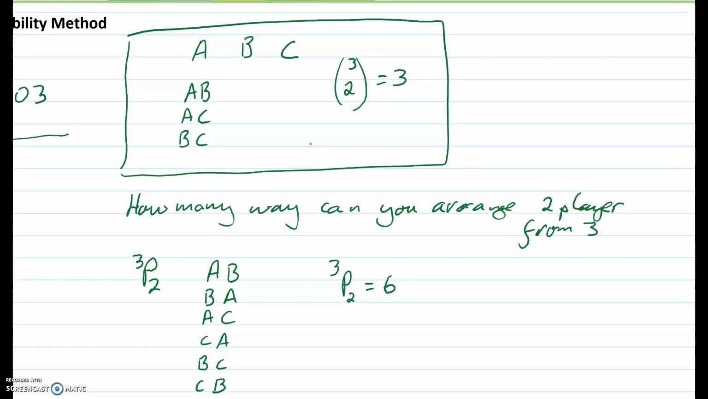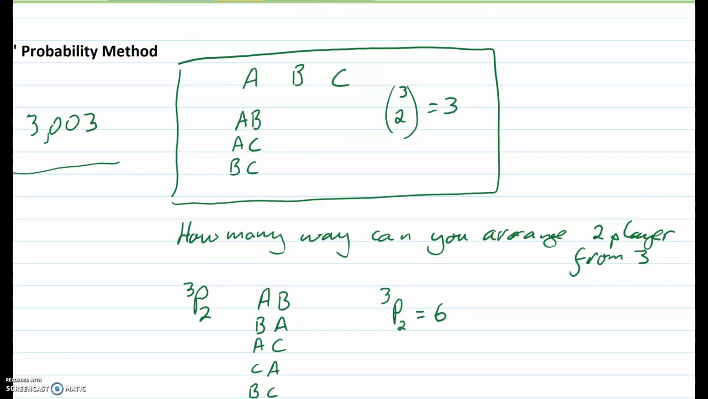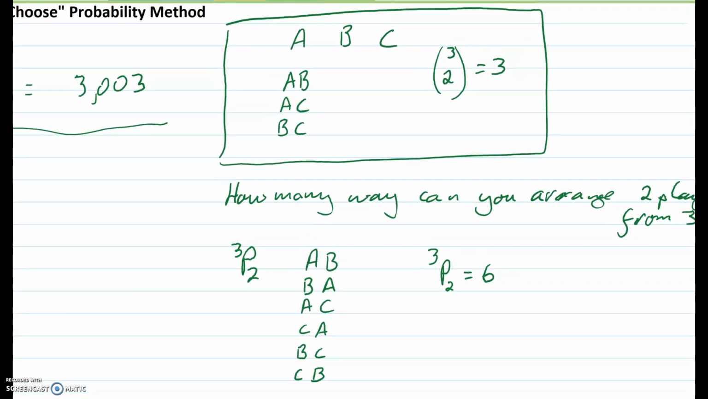So when choosing, the order doesn't matter. AB is treated as the same as BA, so it doesn't get 2 choices. Whereas with permutations, AB is a different permutation to BA. So be careful. Now, generally we don't use permutations for Leaving Cert calculation of probability. Now, you can, but it's a bit messy. So I'm just going to go through the choose method here.